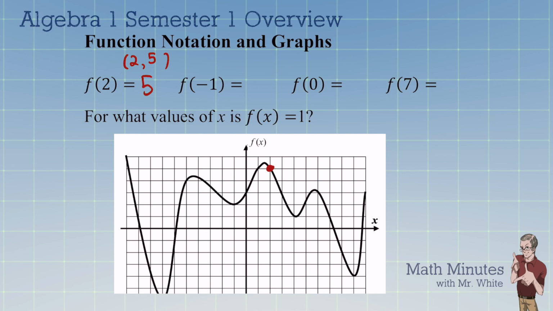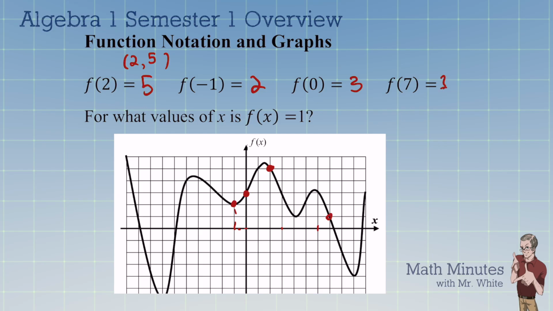What about negative 1? Well, I go back 1 and I go up. That would be 2. What about 0? I go over 0, I go up 3. That's what the graph says. See, a graph is a picture that shows you all the xy combinations that work. f of 7, let's go. There's 3, 7 would be right here. That would be a 1.